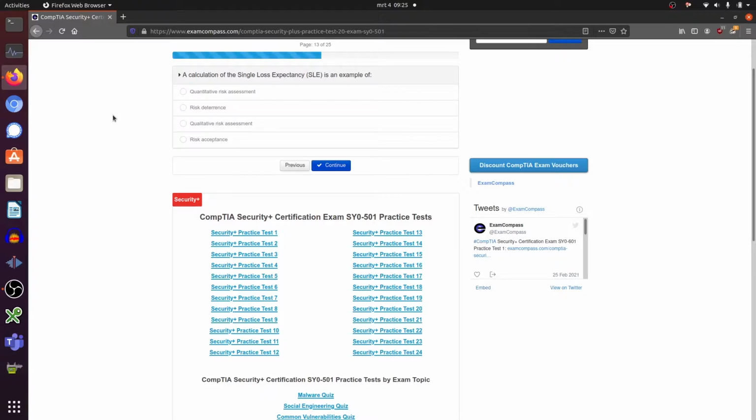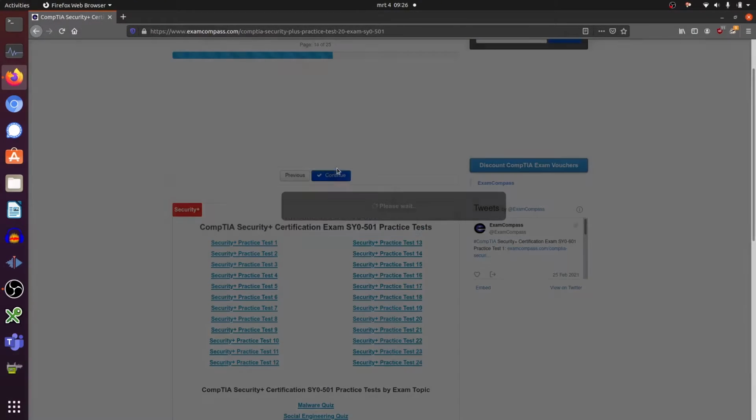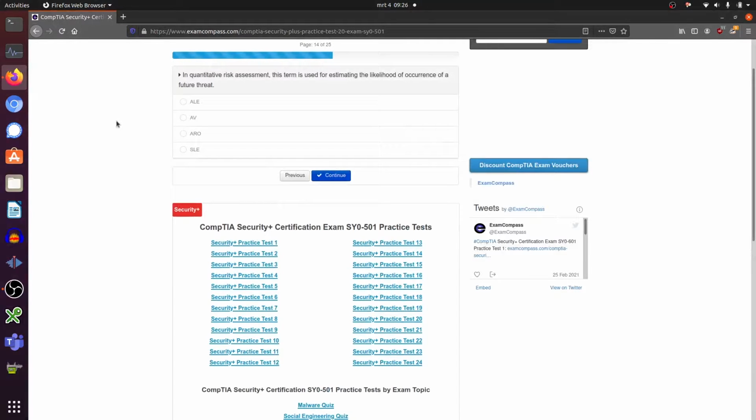A calculation of single loss expectancy is an example of risk assessment. Quantitative risk assessment, yes, not qualitative. A qualitative risk assessment, this term is used for estimating the likelihood of an occurrence of a future threat. ARO.